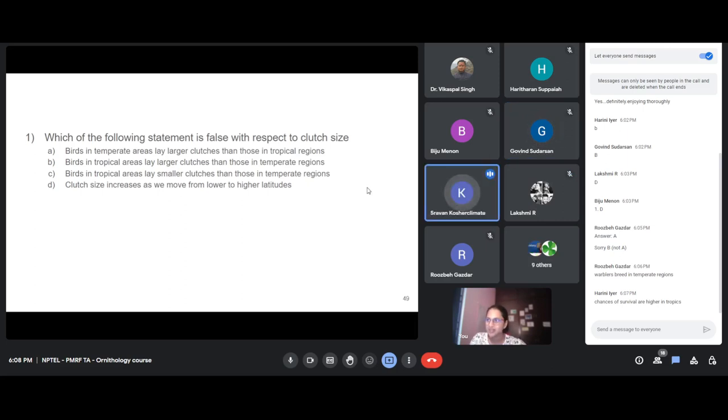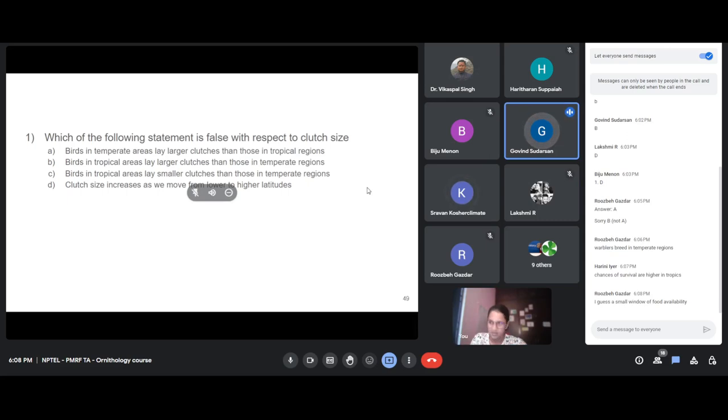Actually, the availability of food is for a very short span of time. Where? In tropical. Okay, just reevaluate temperate. In temperate, ma'am, the food availability is for the minimum time. Right. During the summer season or something. Right. Yeah, Govind. They have to make the most of it during the breeding season in the temperate region. They have a smaller window, so they have to have as large a clutch as possible.